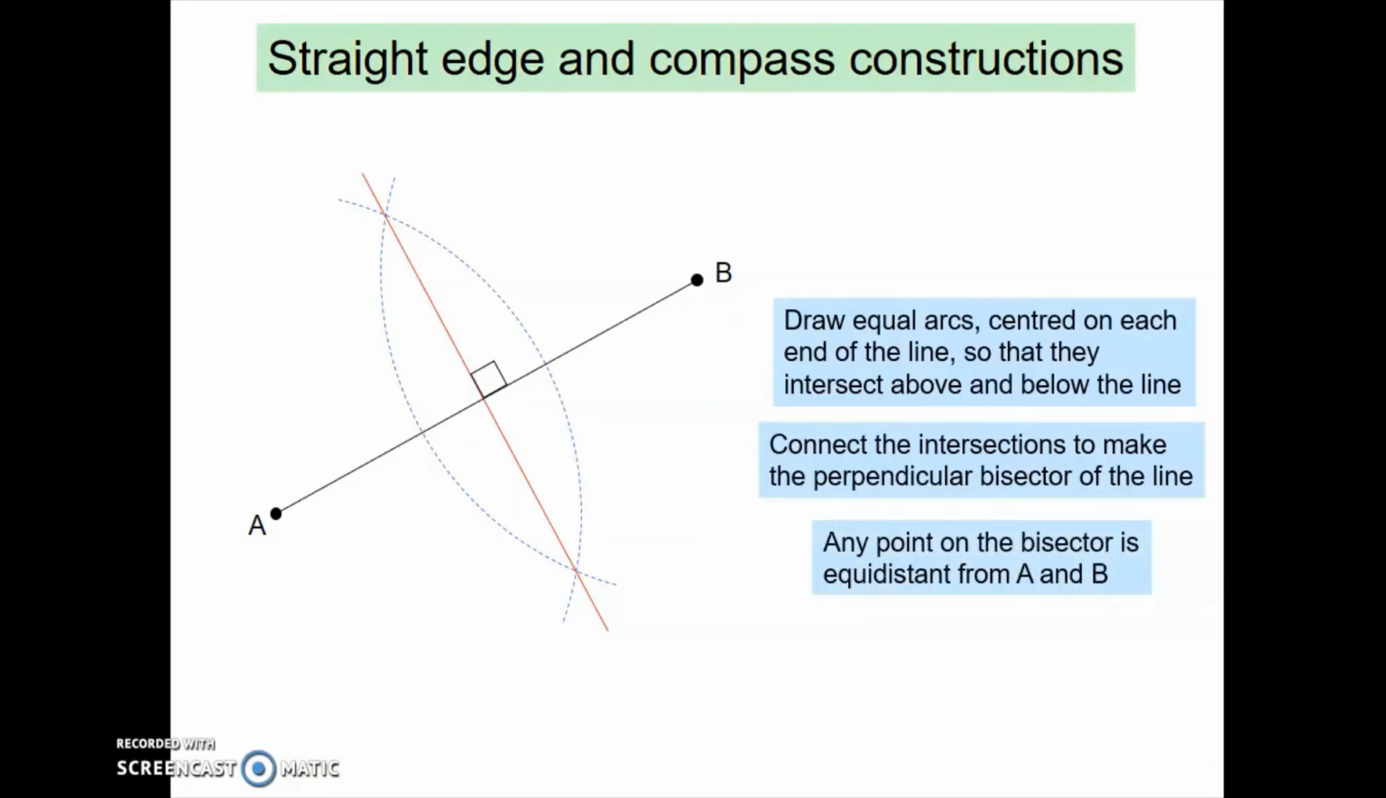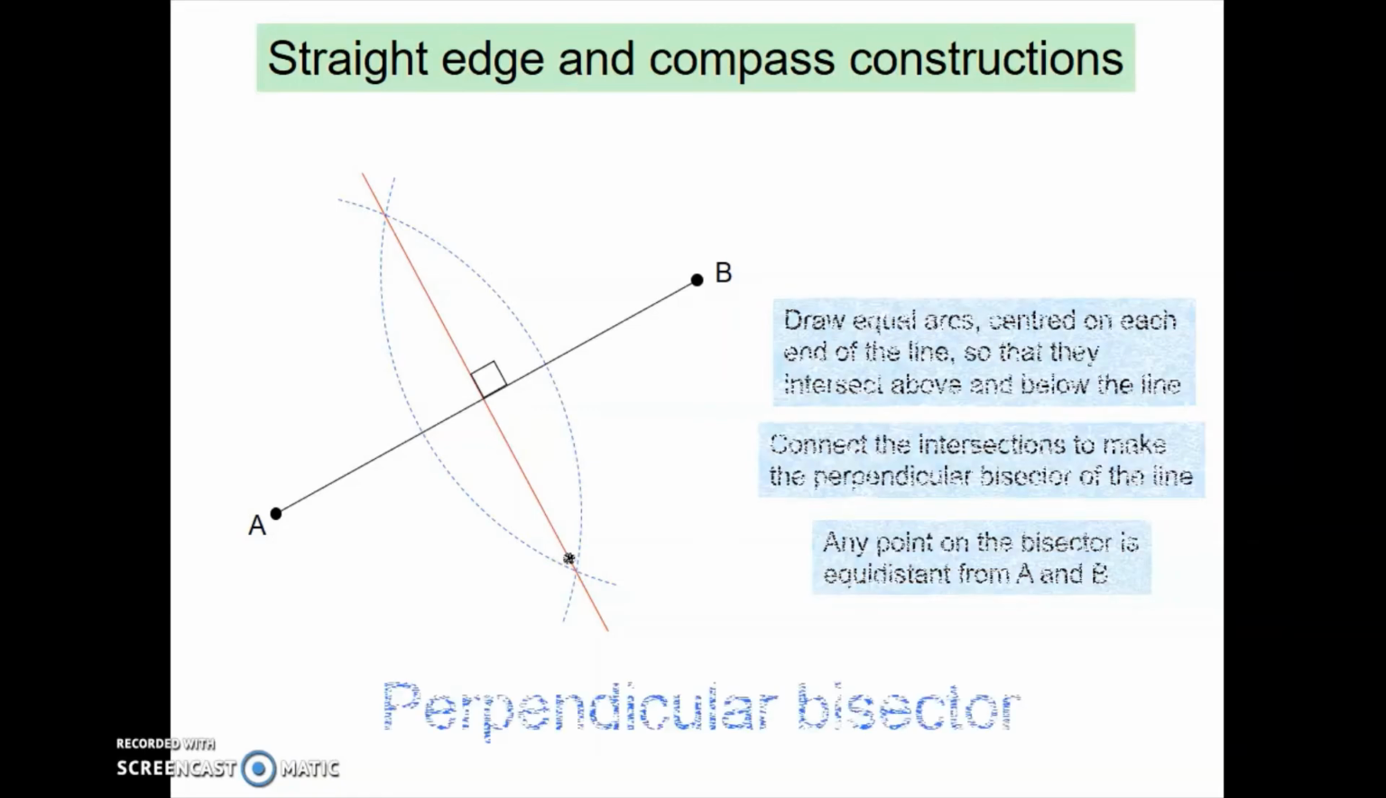Any point on the bisector is equidistant from A and B. So if I take this point here, the distance from here to A is exactly the same as here to B. And that would be the same for any point on the red line. So any point on the line would always be equidistant from A and B.